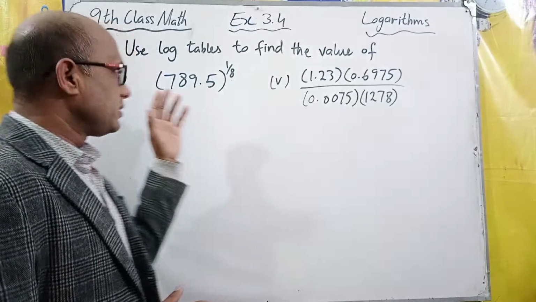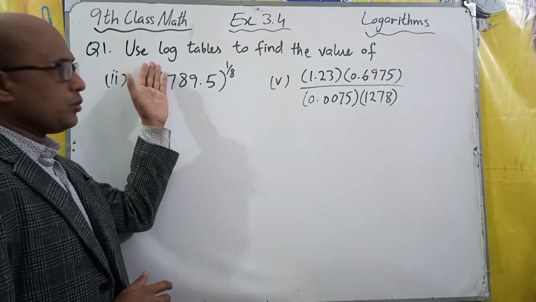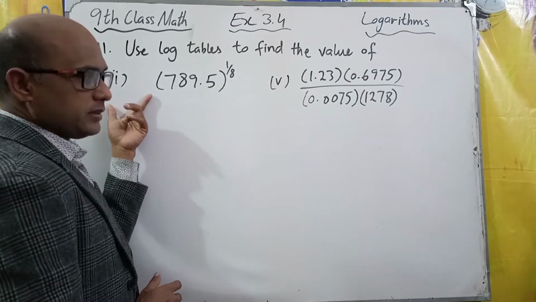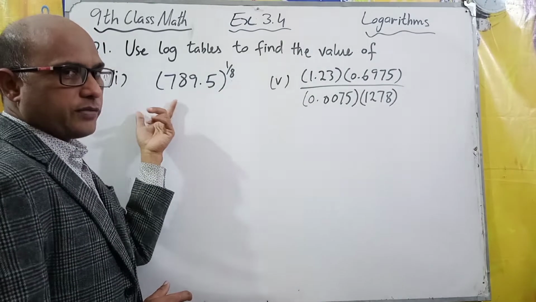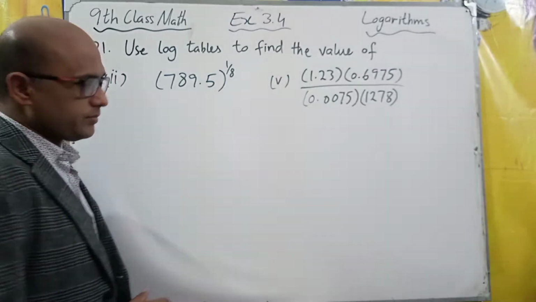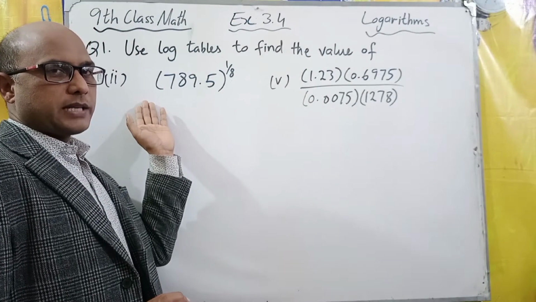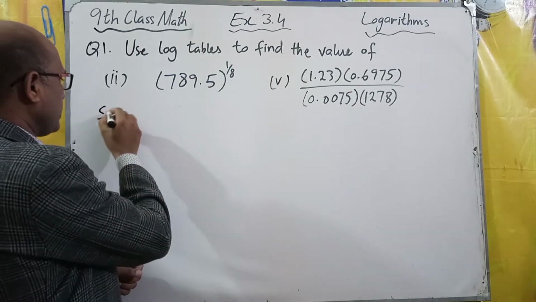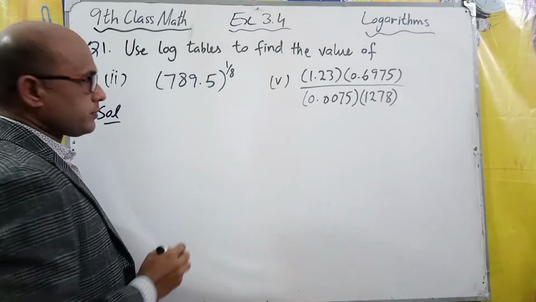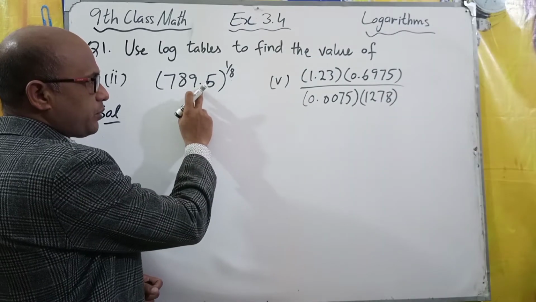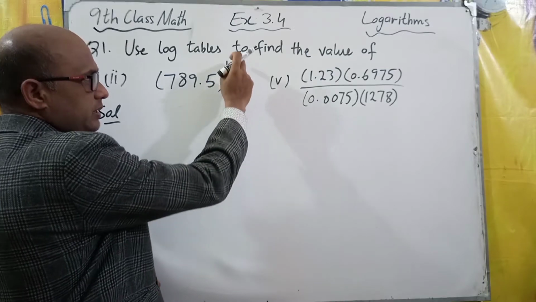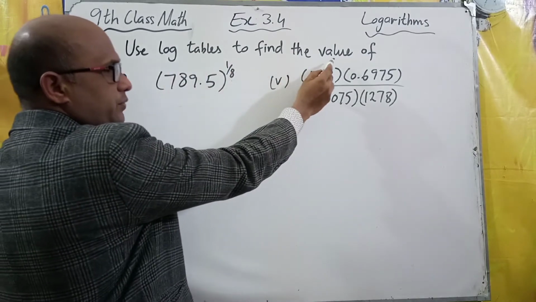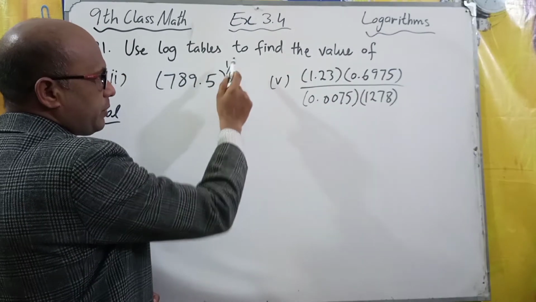Exercise 3.4, question number 1. Use log tables to find the values of these two questions. First of all, we'll do part 2. Let's start. Solution. 789.5 whole power 1 over 8. We have to find its value by using log tables.